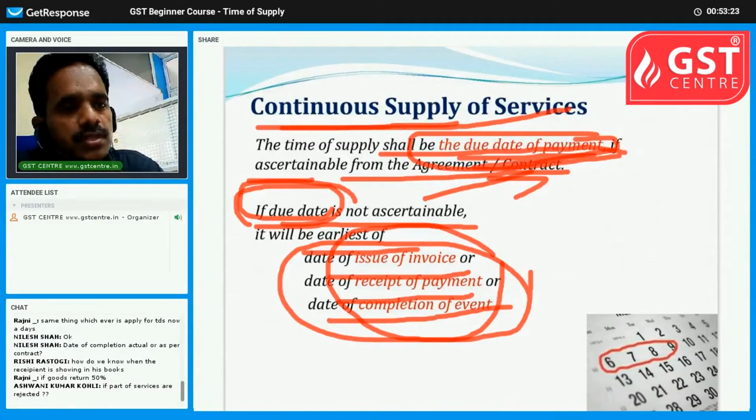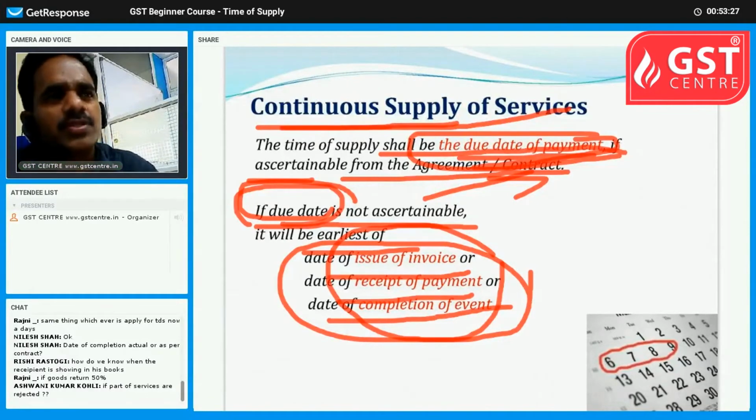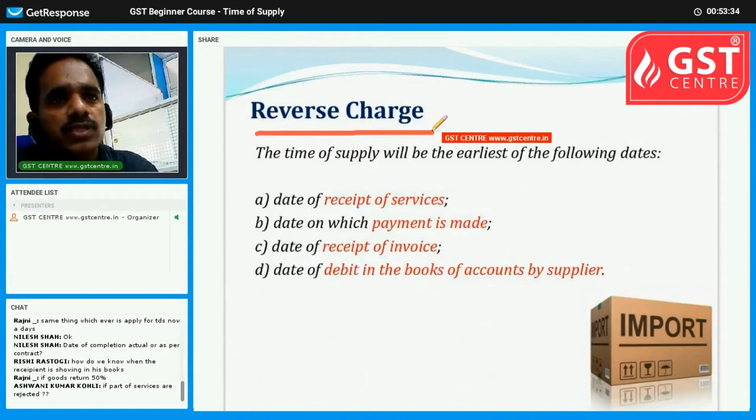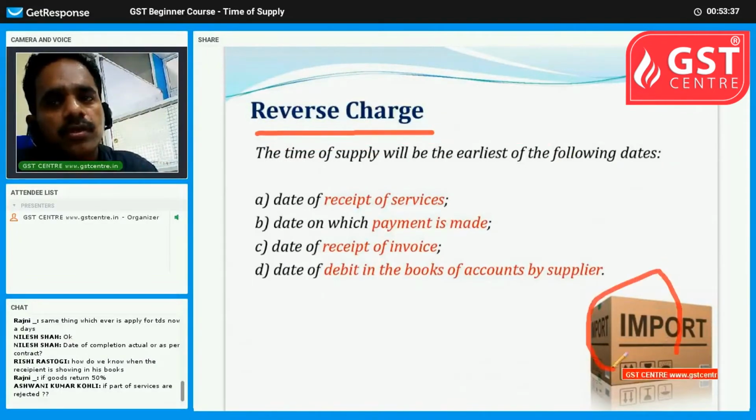If a part of services is rejected, then we have to use debit and credit notes. That depends on a case to case basis. Then what is reverse charge mechanism? That is applied to imports.